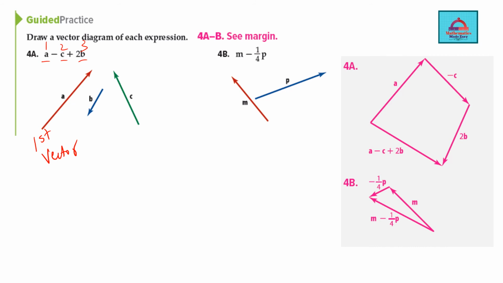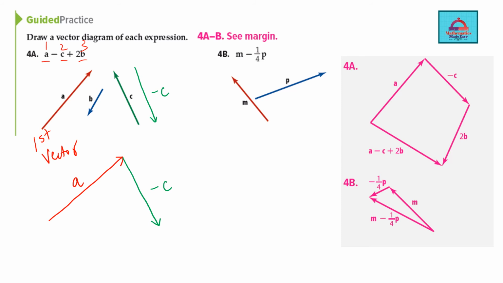C vector has a negative sign. So if C is in this direction, the green one, I will use the same color, then minus C would be parallel to it but in the opposite direction. So first let's draw with the same colors. The red one, this is A vector, then the green one, which is from here to here, negative C vector. So that's the one, and then 2 times B.